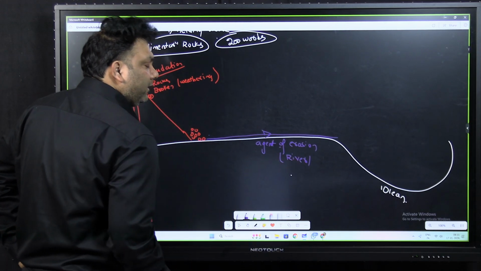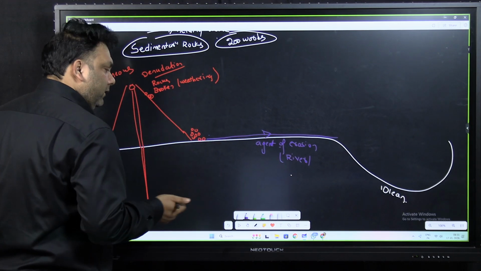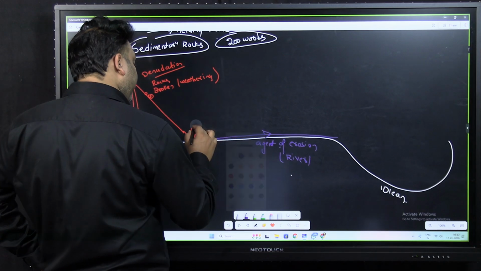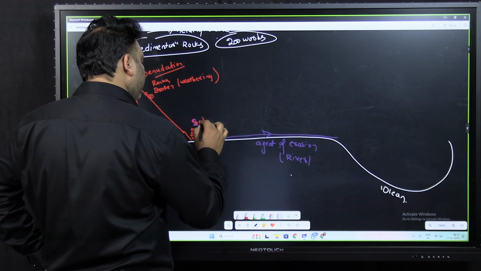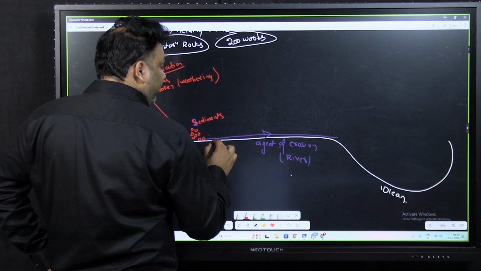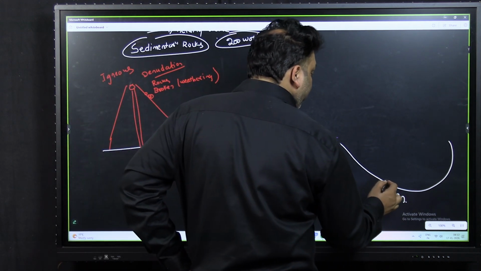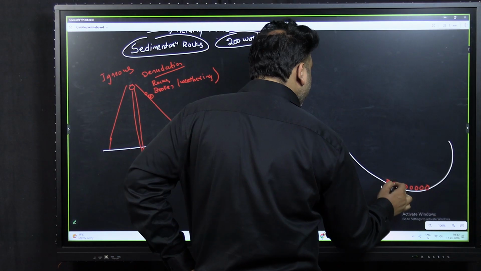Most probably this agent of erosion can be a river. Agent of erosion can be anything. It can be air also, it can be animal also, anything. So river. So these sediments, these are called as sediments now. Now the sediments are carried by the agent of erosion, and finally these sediments will be deposited in the low-lying areas, most probably ocean.